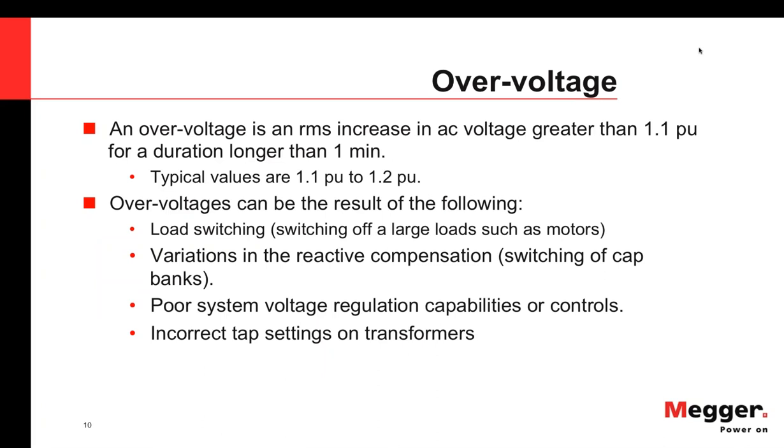Okay. Overvoltage. An overvoltage is an RMS increase in an AC voltage greater than 1.1 per unit for a duration longer than a minute. And typical values for these are 1.1 to 1.2 per unit. Now, overvoltages can result from switching loads as well, reactive compensation, but also today we're seeing a lot of overvoltages being caused by solar panels being installed on the systems. And this can create overvoltages, which we're going to see later on, can actually cause many problems, especially with motors failing and burning out prematurely.